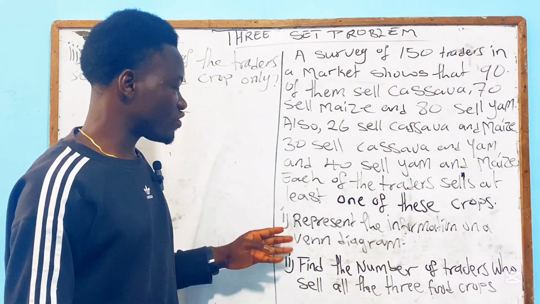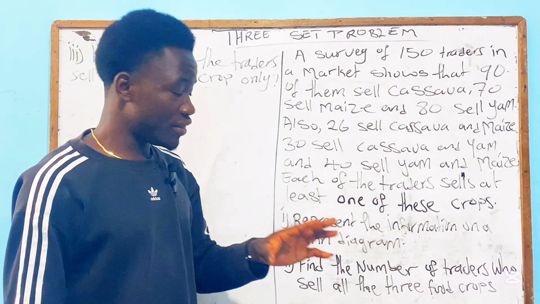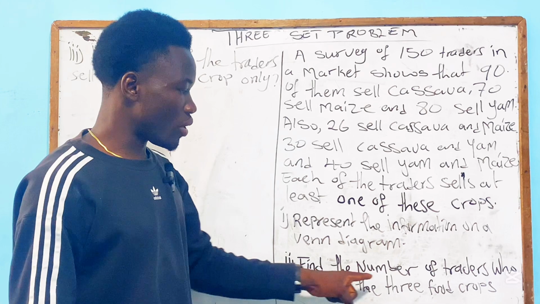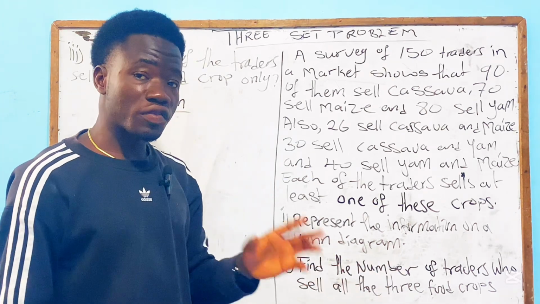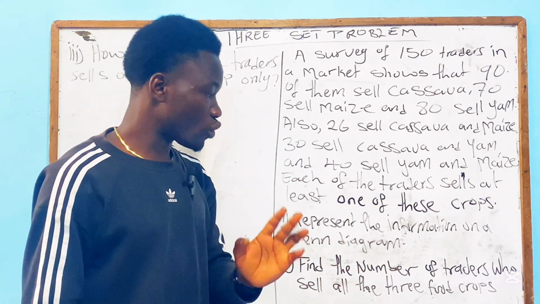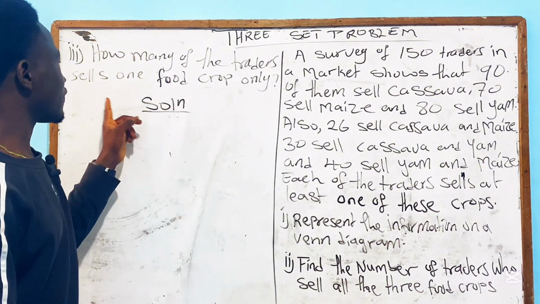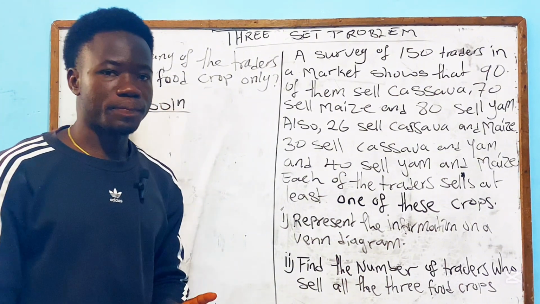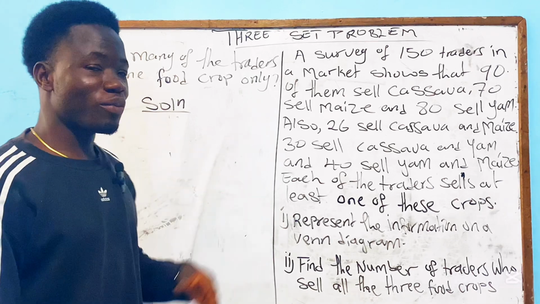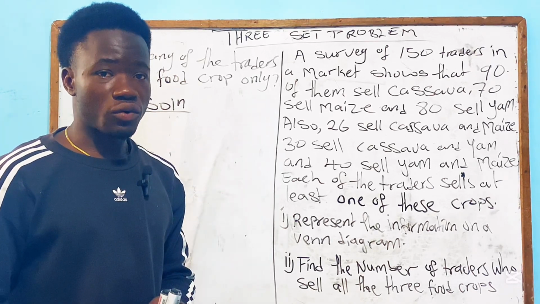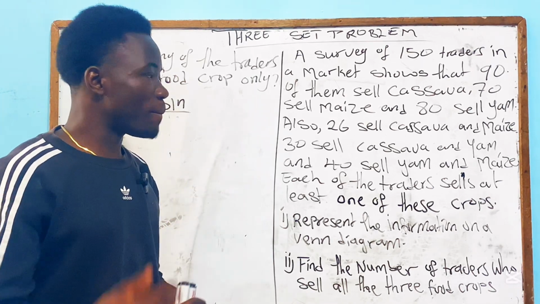Now, we have been asked to represent the information on a Venn diagram, and we should find the number of traders who sell all the 3 food crops, and then how many of the traders sell one crop only. So this question, you can pause it and try to solve it by yourself, and then you come back to meet me. So let's get into it.